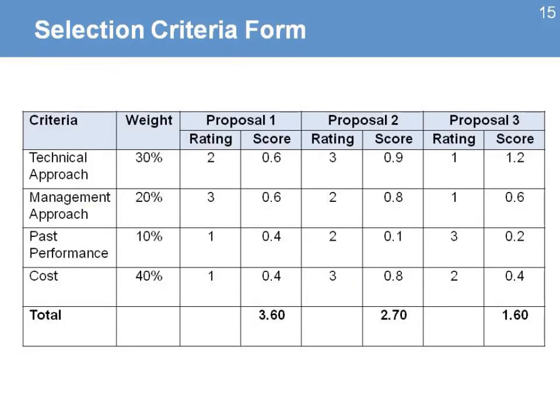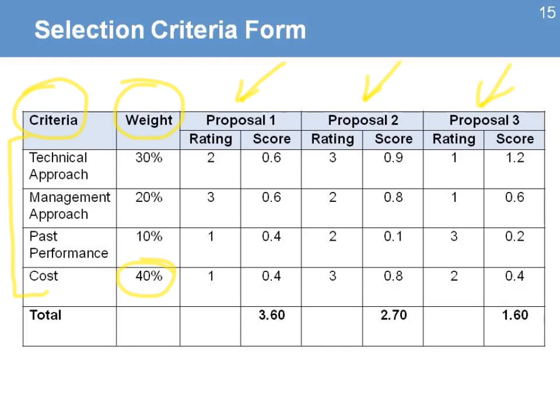The selection criteria form usually is a very basic table. You will list all your criteria depending on the type of work you need. Then you specify the weight, and you give a weight to which one of these criteria is more important. Here, the cost is the most important. Then you will list information on each one of the proposals.